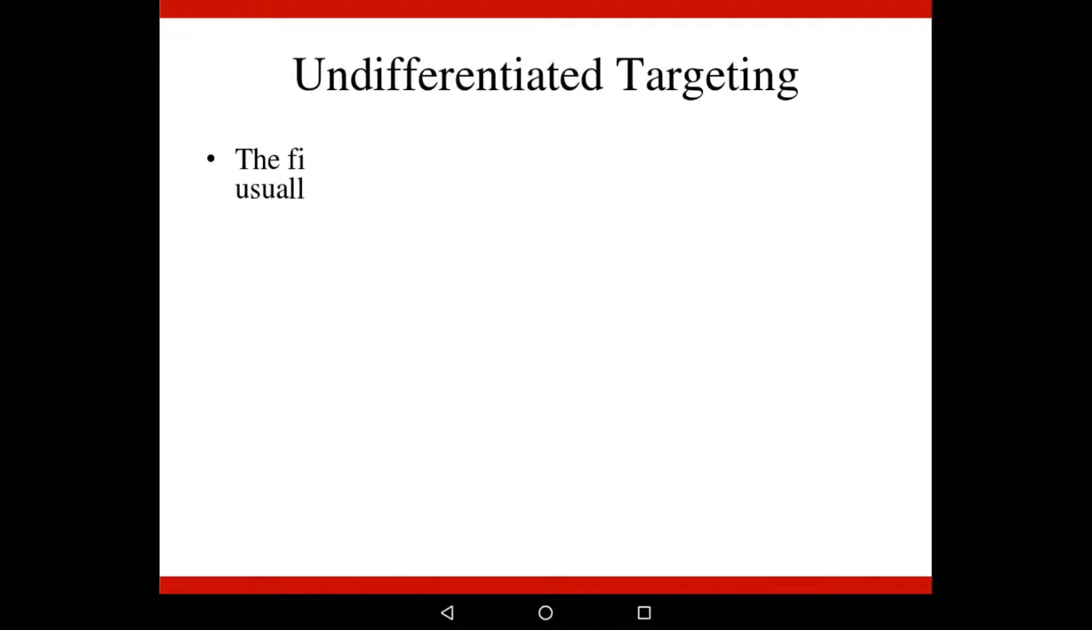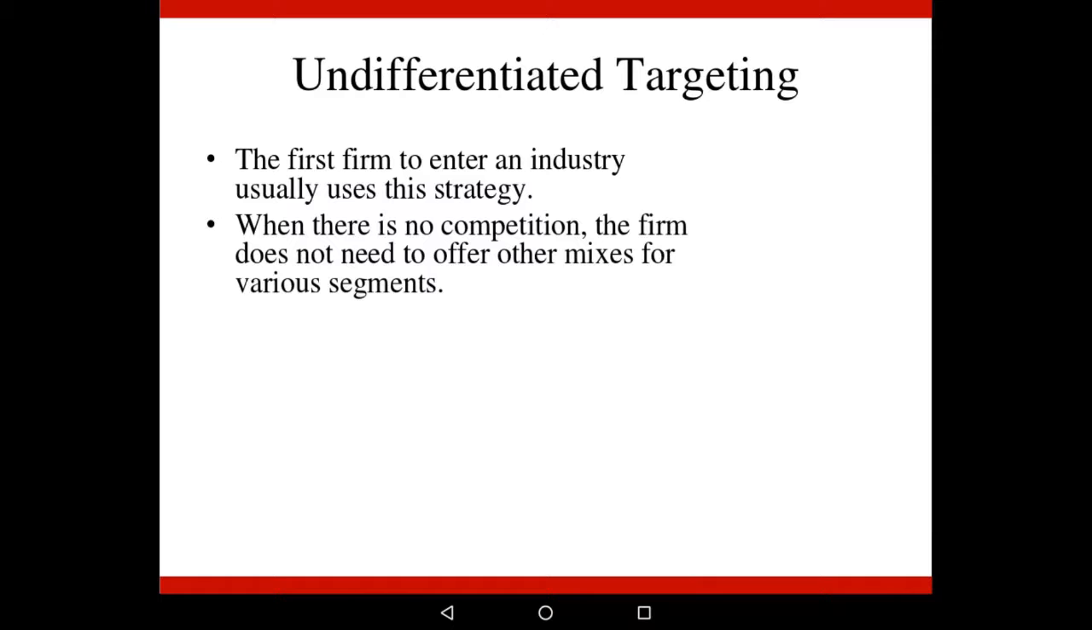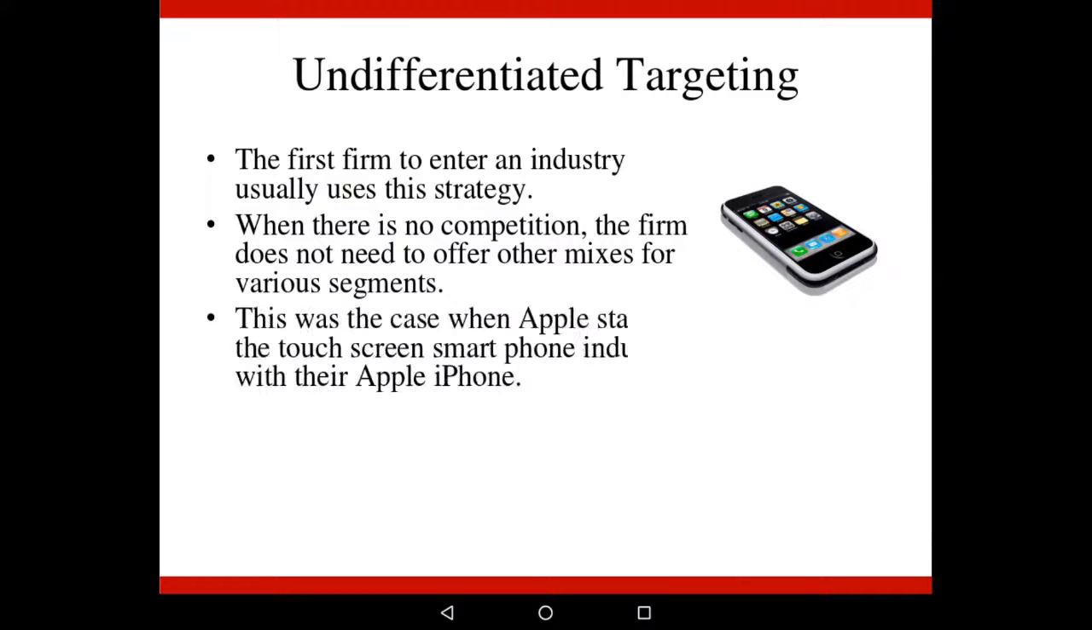The first firm to enter an industry usually uses this strategy. When there's no competition, the firm does not need to offer other marketing mixes for the various segments. For example, the iPhone in the beginning was offered with undifferentiated targeting. They only offered the one product to the whole market. Now they have various types of iPhones, the S versions, the mini versions, all kinds of versions to target different segments. But in the beginning they only had the one. So it was the case with Apple when they started.